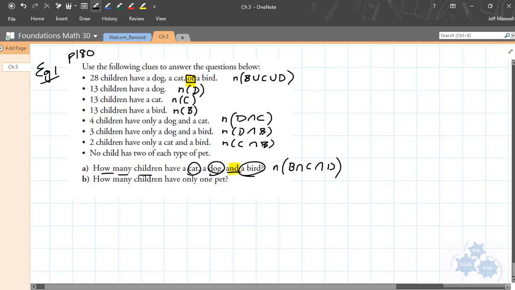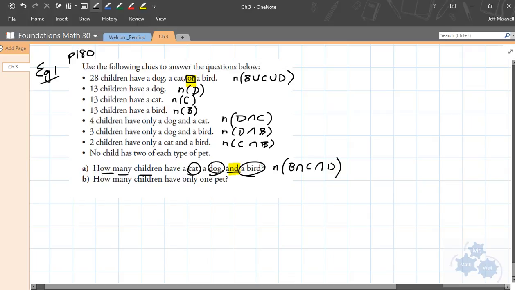Only. So if you're thinking Venn diagram, you're thinking of the different regions that these numbers are going to go in, right? And there's no child that has 2 of each pet. So that's just going to make things easier, that we don't have to double. For each animal, there's basically a kid who is going to only have 1 of each animal.